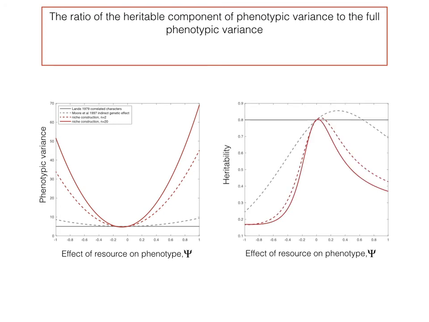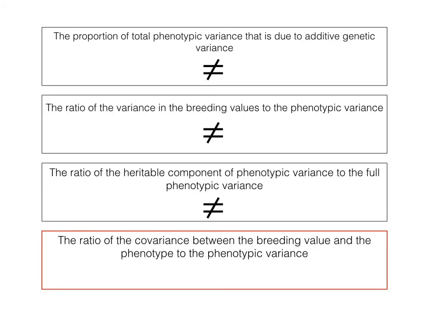So this is what we get when we calculate the heritability in this way. Again, on the x-axis is the effect of the resource on the phenotype, and on the y-axis is heritability. Just to note that the heritability of niche construction and the heritability of indirect genetic effects is quite different to anything you would get in the absence of an interaction. I'm going to move on to calculate heritability in this way: the ratio of the covariance between the breeding value and the phenotype to the phenotypic variance.